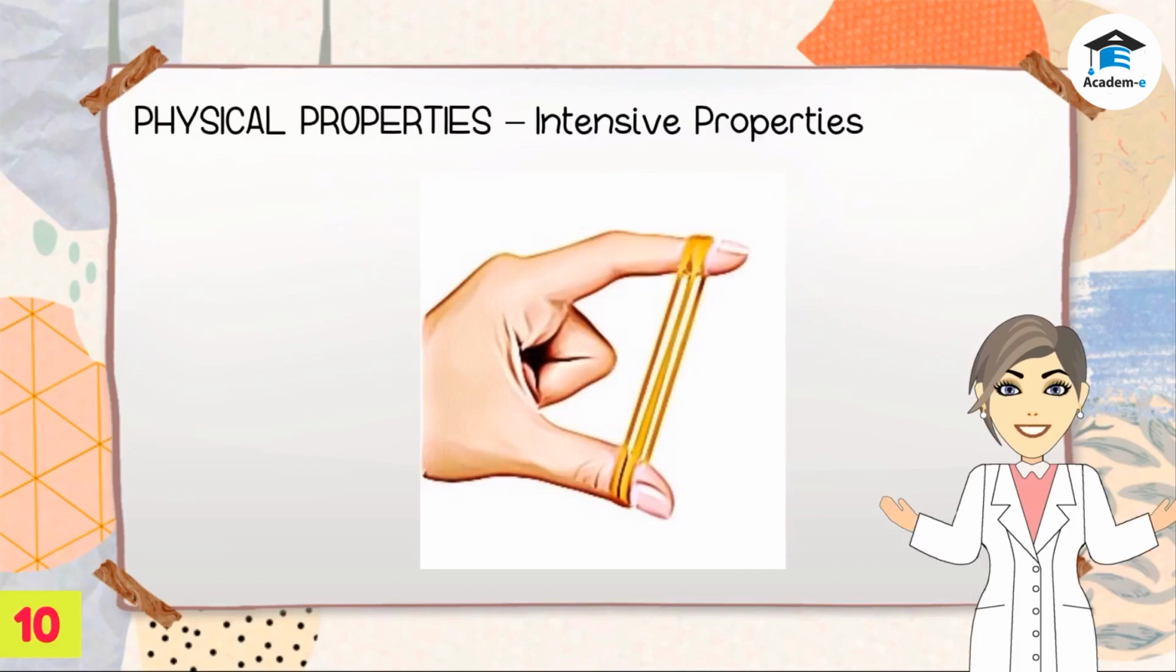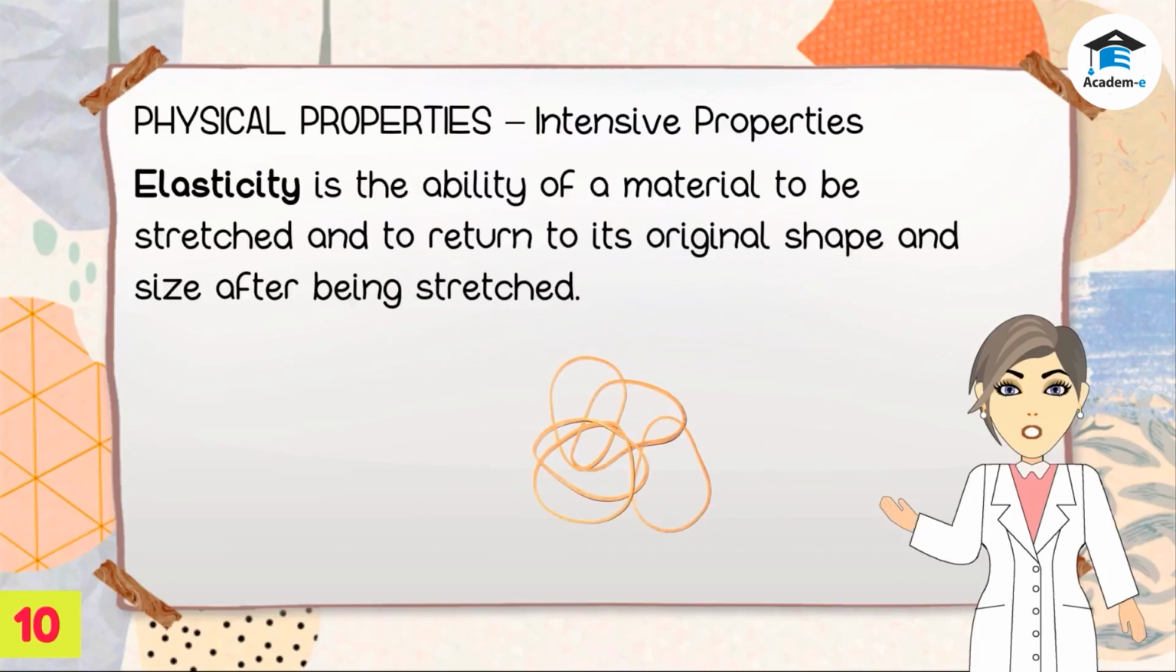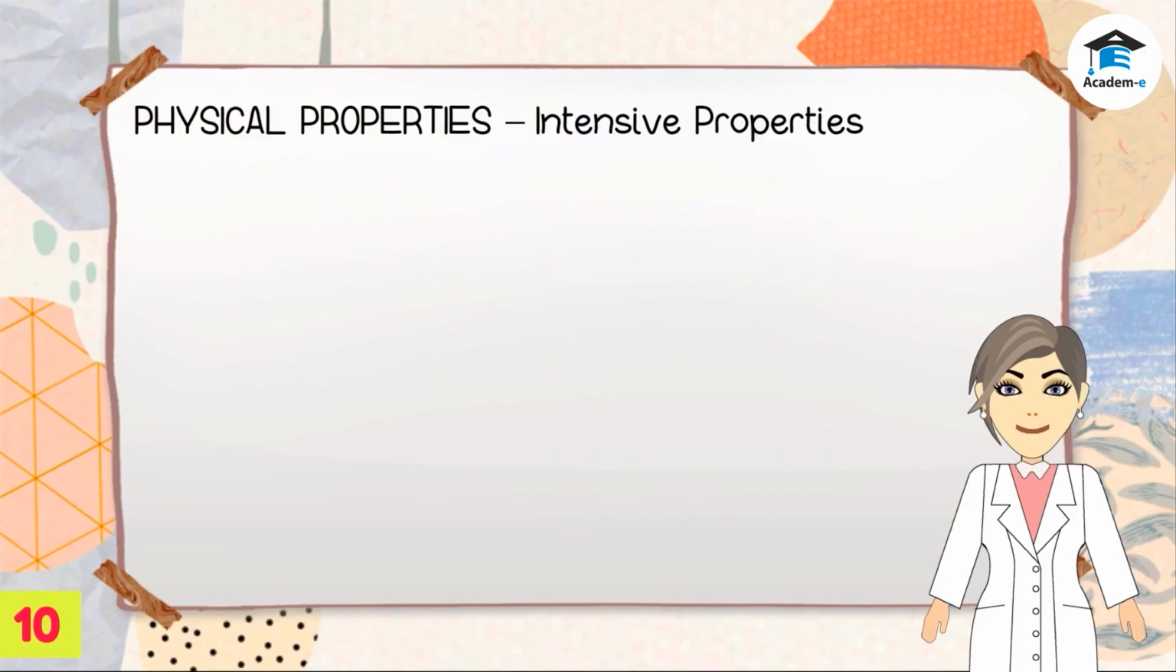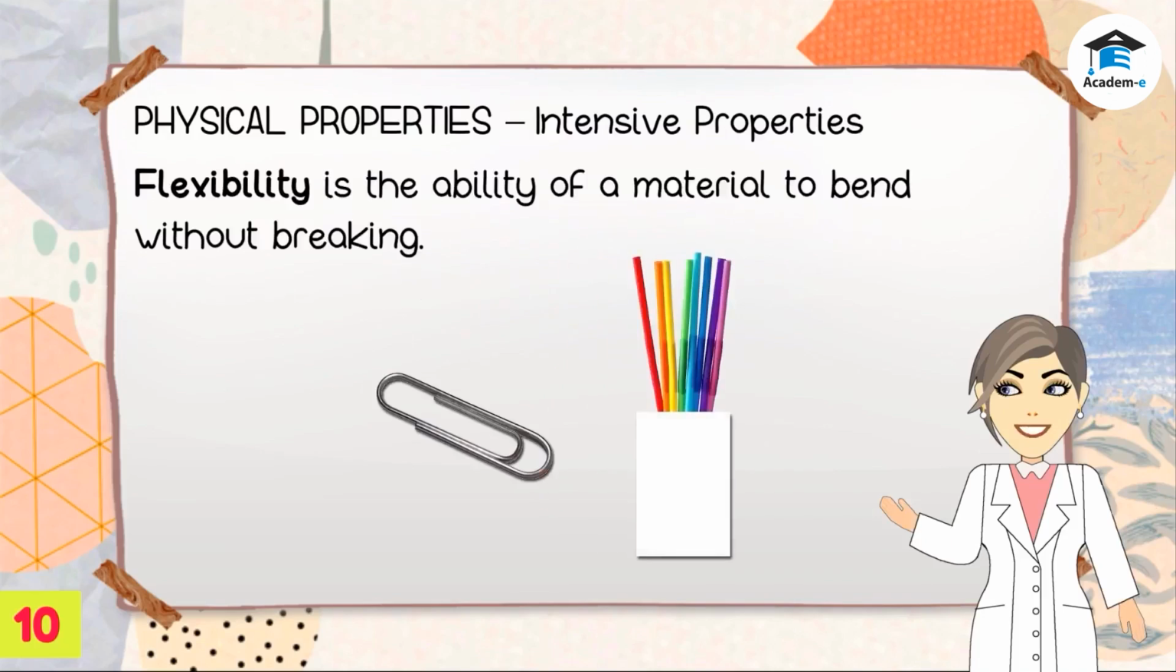Have you experienced stretching a rubber band, then loosening your hold on it? What did you observe? A rubber band is a material that exhibits elasticity, or the ability of a material to be stretched and to return to its original shape and size after being stretched. Rubber bands and garters are examples of elastic materials. Unlike rubber bands, paper clips and plastic straws cannot be stretched. However, they can be bent, turned, or twisted because they have the special property called flexibility, or the ability of a material to bend without breaking.